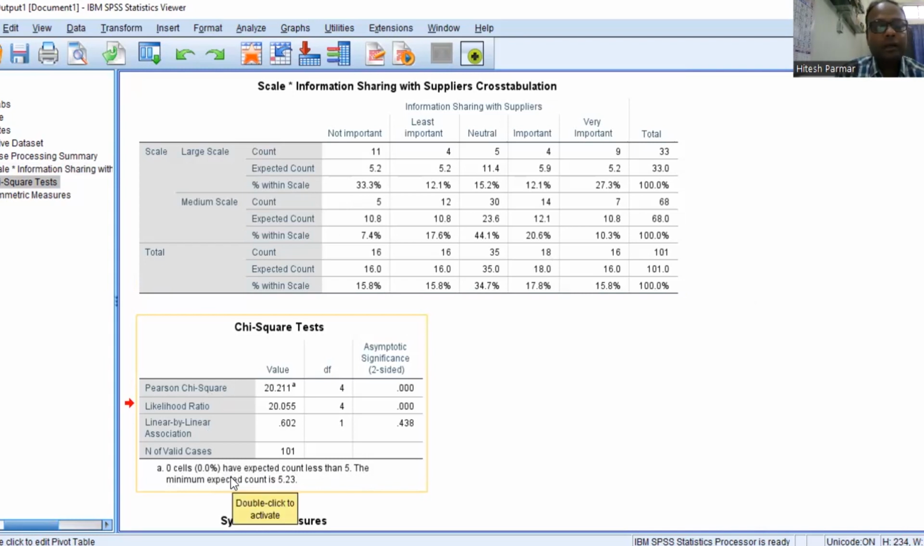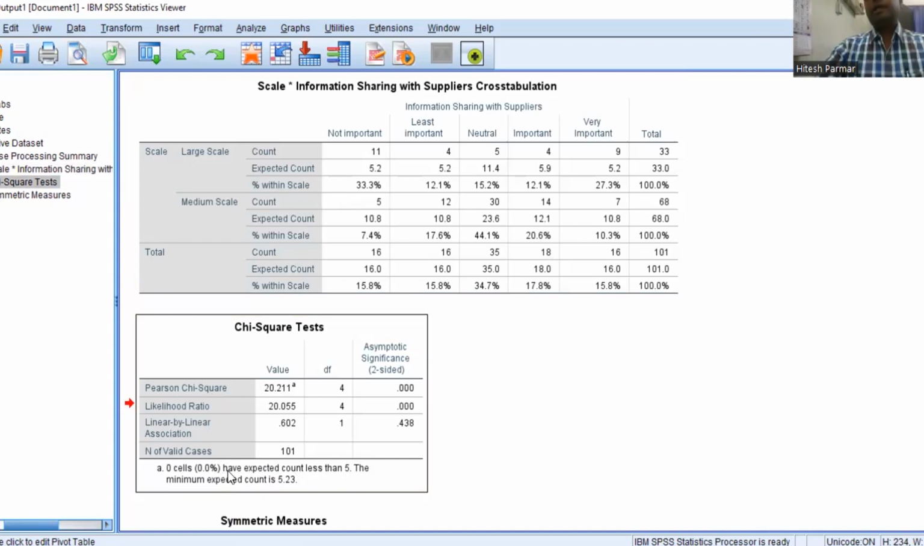Certain authors allow some freedom, that if it is up to 30%, then also you can go with the chi-square. But beyond 30%, don't go for a chi-square. If you see a message that more than 30% of cells have expected count less than 5, then don't go for a chi-square test. You can go up to the cross tabulation, but don't go for a chi-square test.